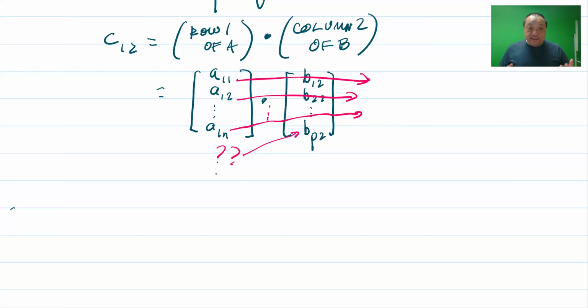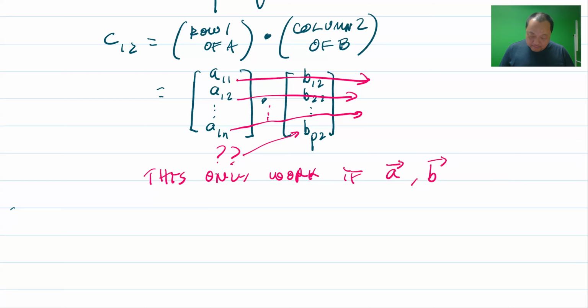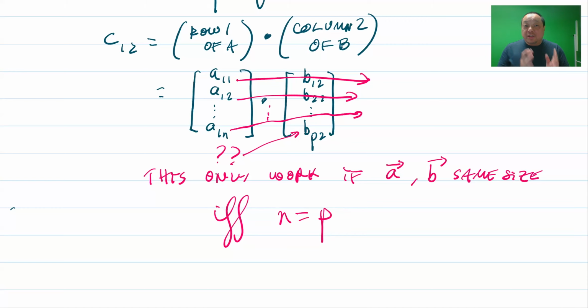And vice versa, right? If A is longer than B, then after some point you run out of numbers on the B side and the bottom of A doesn't have anyone to multiply with. Therefore, this will only work if A and B, the two vectors, are the same size. This will only work if and only if N and P are equal. And by the way, this is shorthand for if and only if.